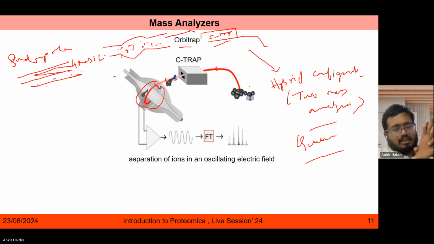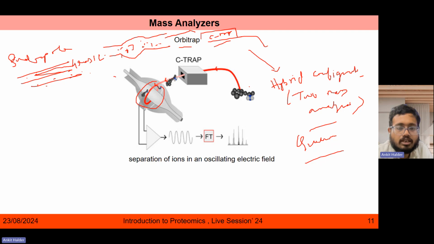So this is a classical example of a hybrid mass spectrometer where a quadrupole is coupled with, for instance, an orbitrap, and then finally the role of the C-trap in storing the ions, and then finally detecting. So finally, it will give us the detection in the mass spectrometer.